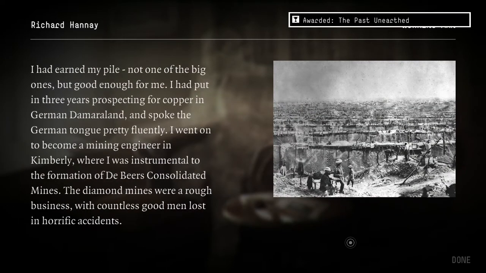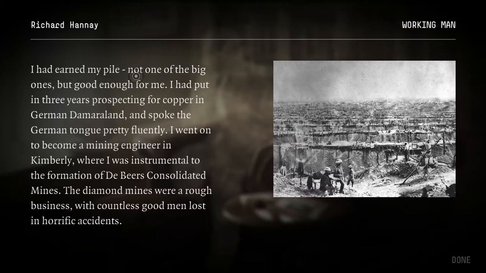The working man. I had earned my pile, not one of the big ones, but good enough for me. I had put in 3 years prospecting for copper in German Damara land, and spoke the German tongue pretty fluently. I went on to become a mining engineer in Kimberley, where I was instrumental to the formation of De Beers consolidated mines. The diamond mines were a rough business with countless good men lost in horrific accidents.